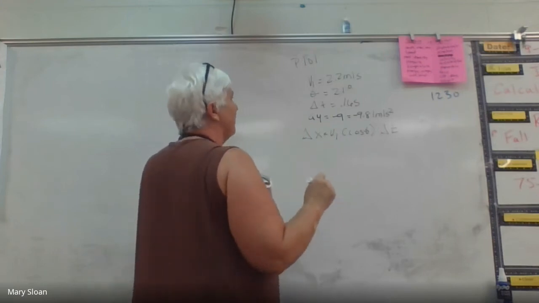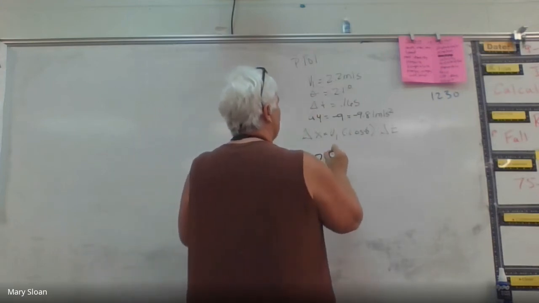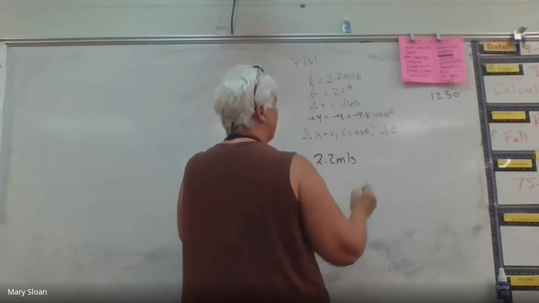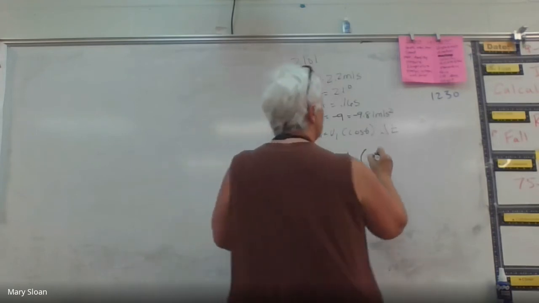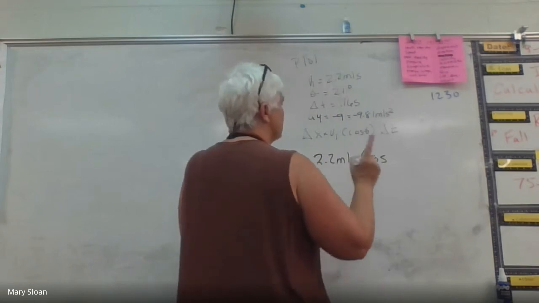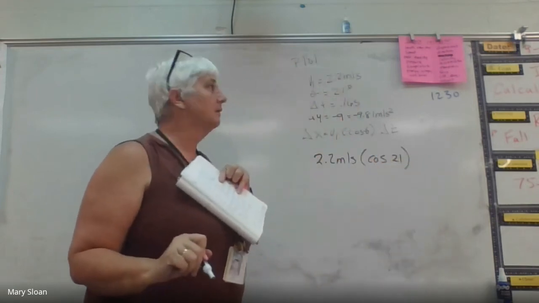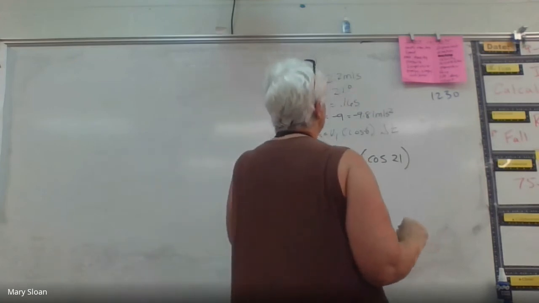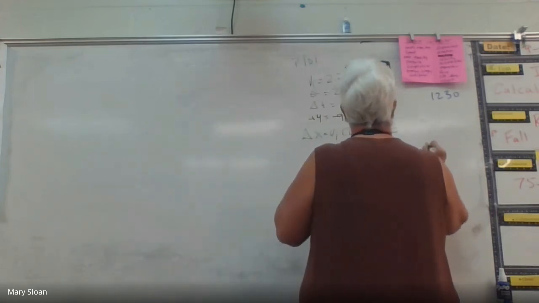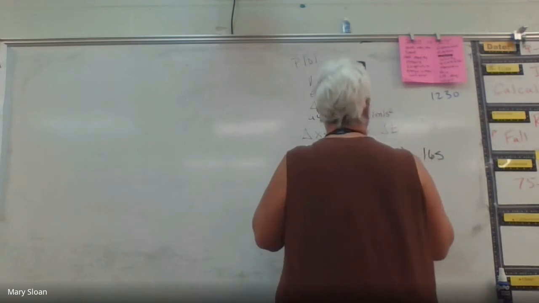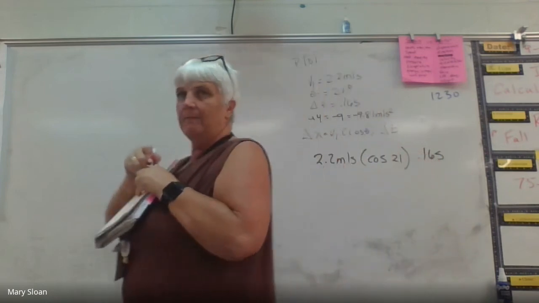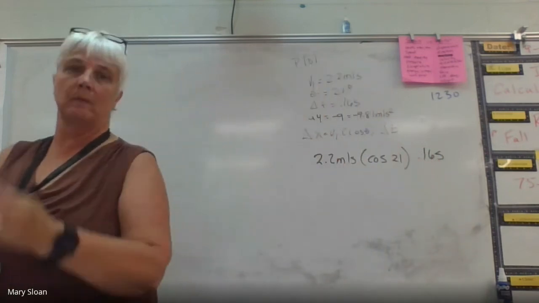Okay, so I have everything up here already. The first thing we're going to do is our initial velocity is 2.2 meters per second, right? We're going to use a cosine. Our angle is 21. We want to make sure that we change our calculator to degrees, right? And then our change in time is 0.16 seconds, right, guys? Okay. Are those numbers right, guys? Fantastic.